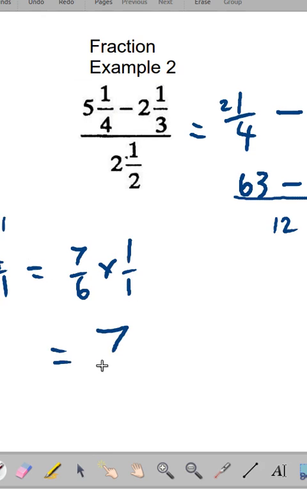So the answer is 7/6. And you could rewrite this improper fraction as a mixed fraction. How many 6's do you have in 7? You have 1 six and the remainder 1 sixth. So it's 1 and 1/6. That's the answer.